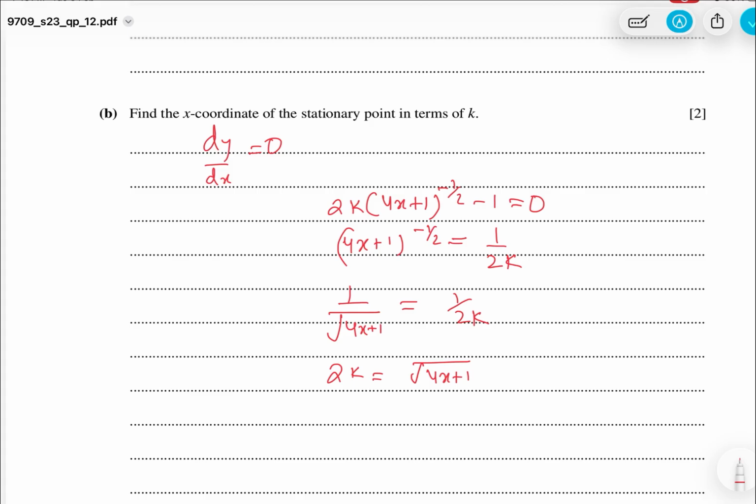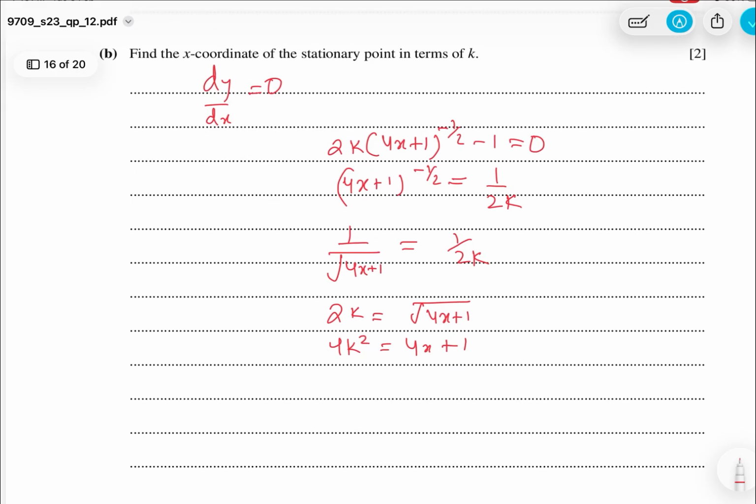Now squaring both sides will give us 4k square equals to 4x plus 1. X equals to (4k square minus 1) upon 4. This is the x coordinate in terms of k. Got this one also, learners? Let us move on to the next question.